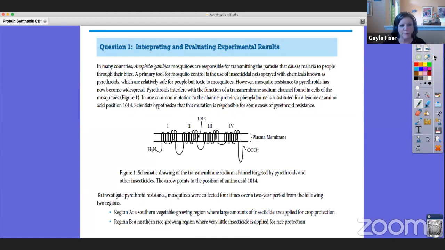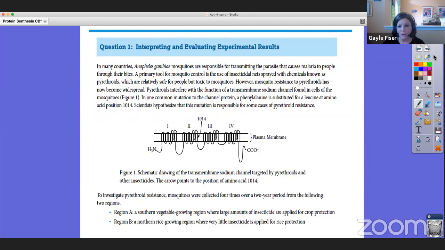They're available to everybody. All right, so in many countries, Anopheles gambiae mosquitoes are responsible for transmitting the parasite that causes malaria to people through their bites. A primary tool for mosquito control is the use of insecticidal nets sprayed with chemicals known as pyrethroids, which are relatively safe for people but toxic to mosquitoes. However, mosquito resistance to pyrethroids has now become widespread.